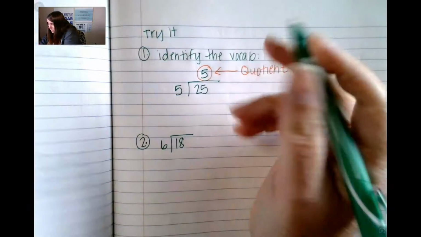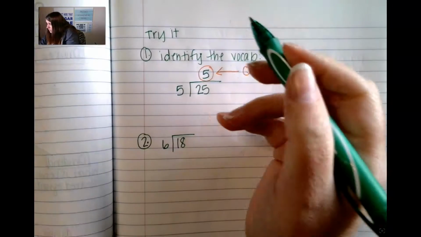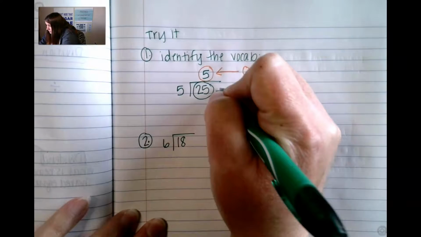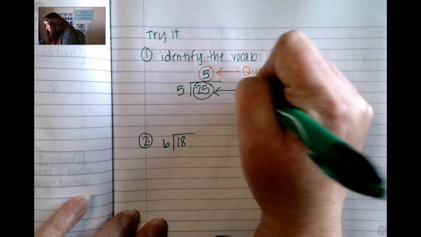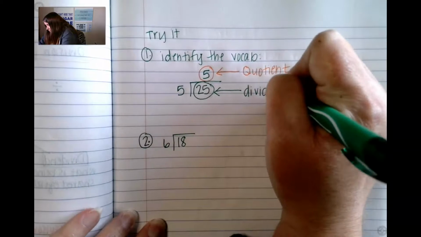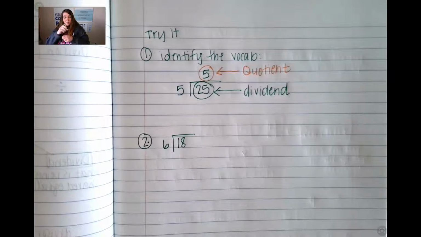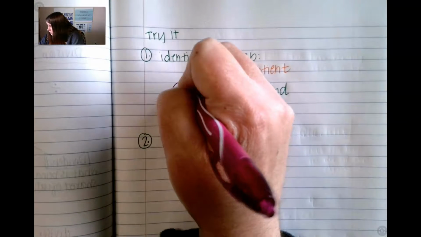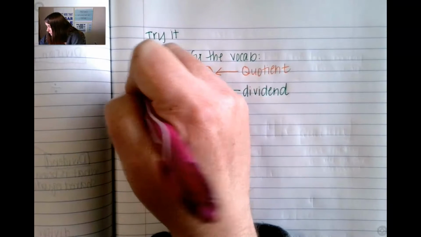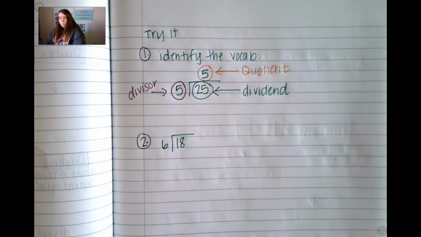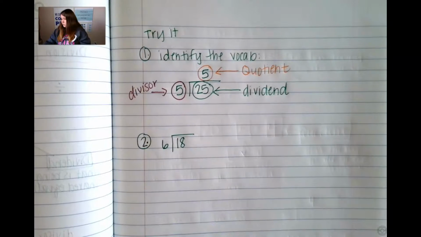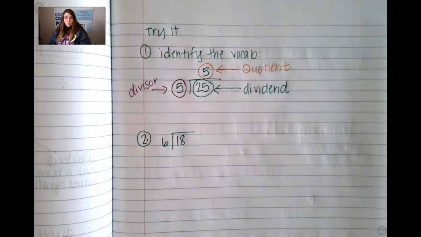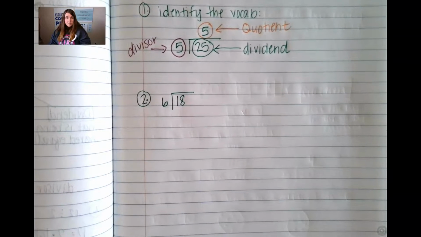What colors did I use? I think I used green for dividend. Did I use green for the dividend? Yes, okay. So the dividend is here. It's the one that is being split up. That's the dividend. That's the one that's being split into equal parts. And the divisor is right here. That's how many groups we want. So I wanted 25 in 5 groups, which meant that there were 5 in each group. All right, how did you do on your vocabulary?